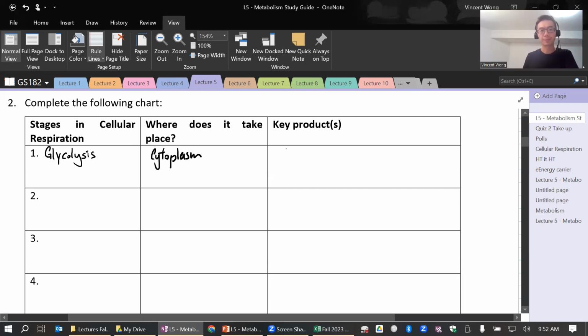Okay, so key products, right? Let's write it out. We have the glucose, and then we make 2 pyruvate, 2 net ATP, right? And also 2 NADH. Those are the key products.